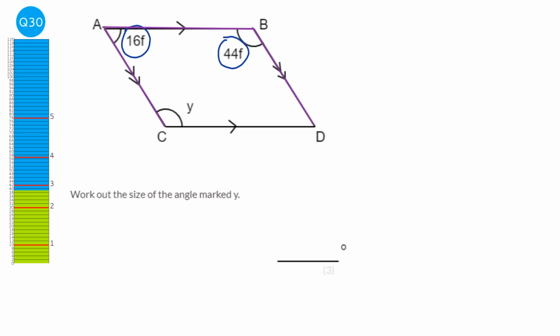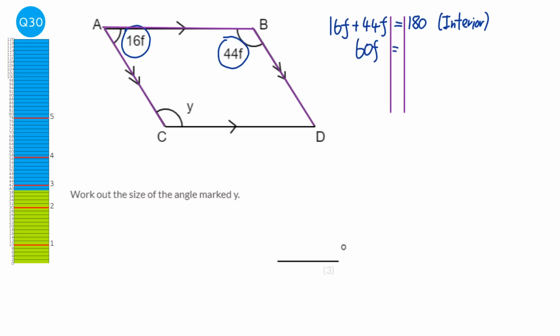So that means that we know that angle CAB plus angle ABD are going to equal 180. So if we add them together, 16F plus 44F is going to equal 180 degrees. The reason for that is that they are interior. Now you could call that co-interior or allied angles or interior. All three of those will get the mark for the working out. So we're going to just put our tramlines in and solve this to find out what F is. So 16F plus 44F is going to be 60F, and 180, so we're going to divide by 60 both sides, and we get F equal to 3.